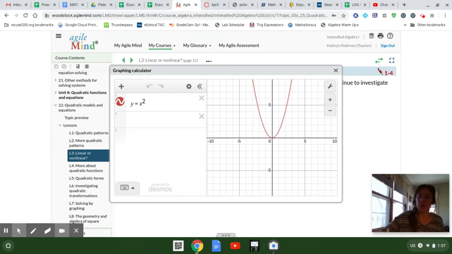So many times we will call x squared, and I'll show you my workbook here in a second, the parent function. The parent function or the parent graph of any parabola. We call it the parent because everything we do, we compare it back to x squared.